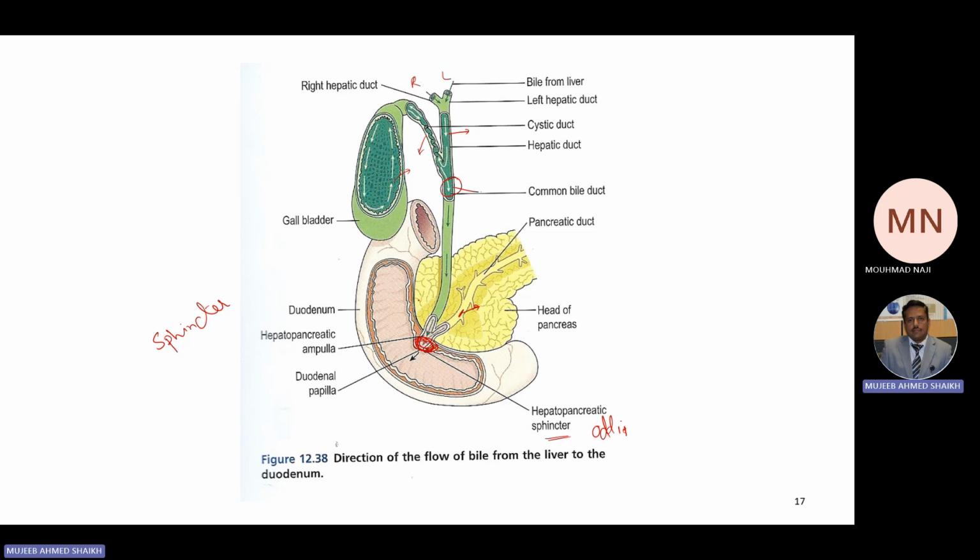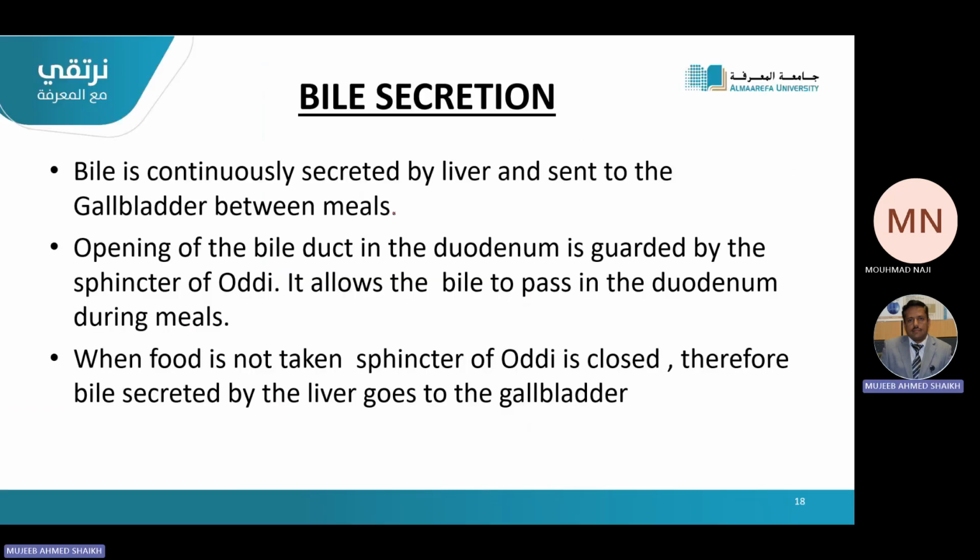Whenever the person is eating or food is entering into the small intestine, at that time only the sphincter will be relaxed, and bile will enter into the small intestine, as well as the pancreatic secretion. So when the person is not taking a meal, this secreted bile will be stored in the gallbladder. So the function of the gallbladder is to store the bile for future secretion, and it may concentrate it.